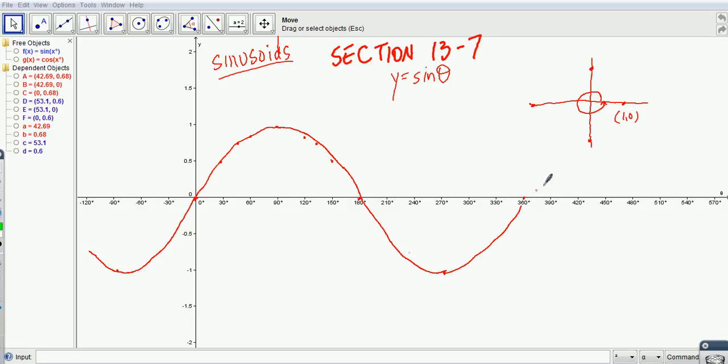And I could come over here. This is 360. 90 more would be what? 450. At 450, or at 90 degrees, what's the sine of that? It's 1. Do you see it?